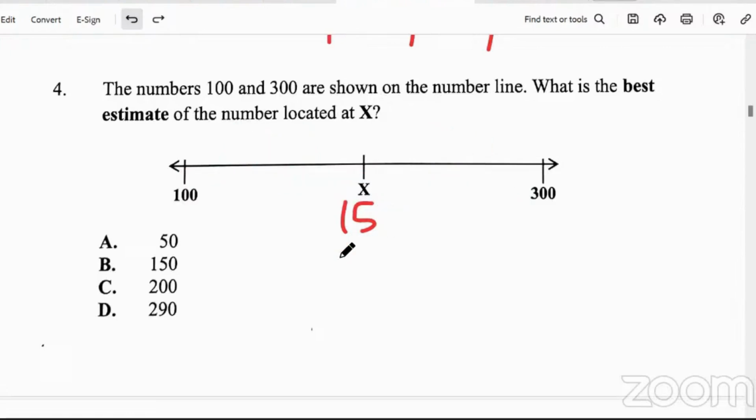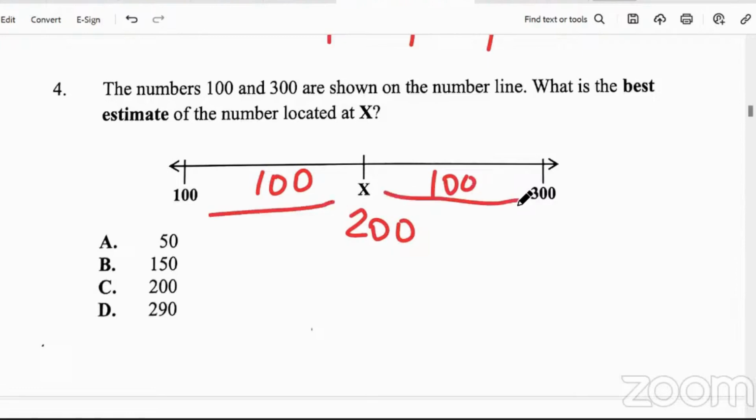Let's get to 200. Let's try 200. What is the difference between 100 and 200? That's a difference of 100. And then what's the difference between 300 and 200? That's also a difference of 100. So we can see that there's an equal distance here of 100, and from here to here, that's another 100. So 200 would be the best estimate.